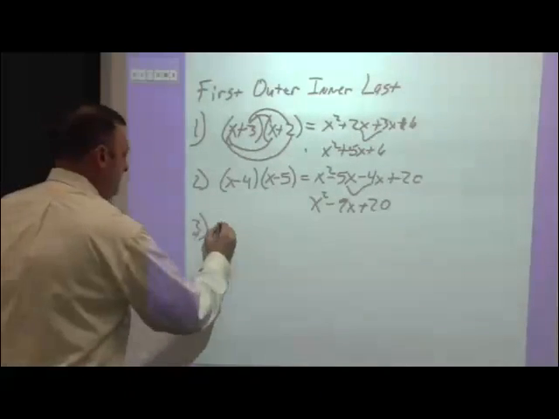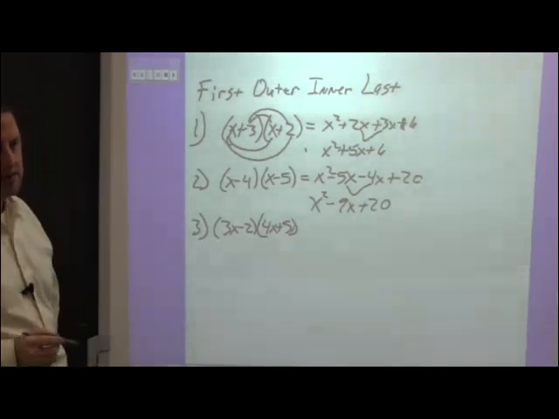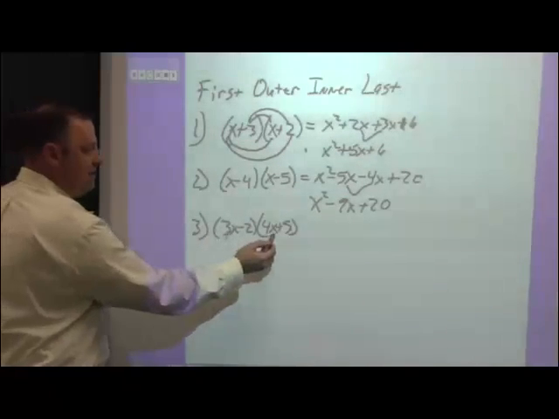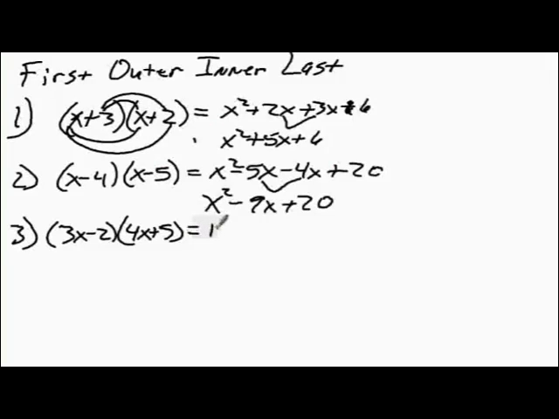3x minus 2 times 4x plus 5. Now you have numbers in front of your x's. You just have to make sure you're multiplying the numbers. You're going to take 3x times 4x. That's 12x squared. Then you're going to take the 3x times the 5. 3x times 5, that's 15x.